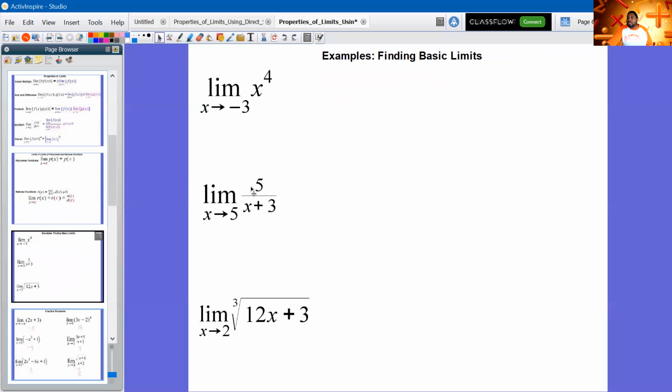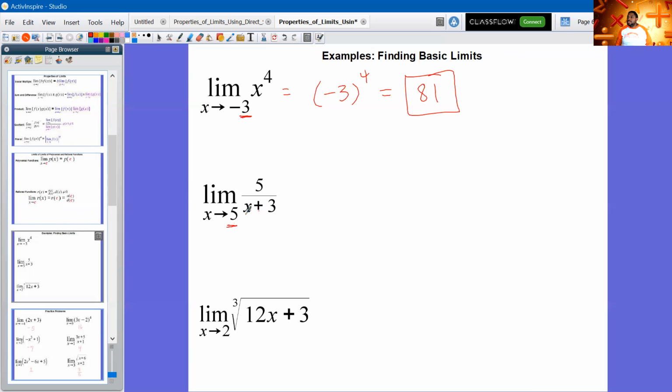Okay, so now I'm going to work some examples on finding limits. So again, based off what we talked about here, we're going to find the limit of each of these. So substitute the value you're approaching. So in this case, it's -3. Substitute it in and evaluate it. That gives you 81.